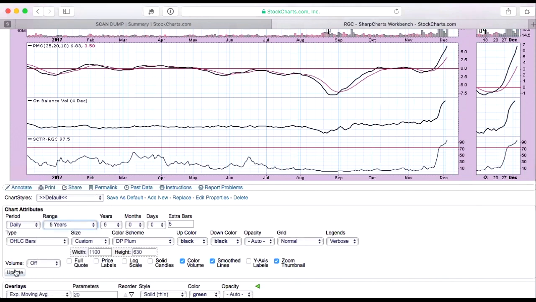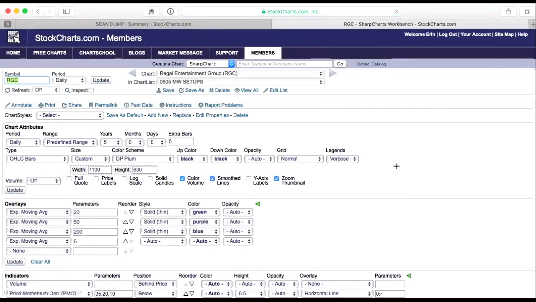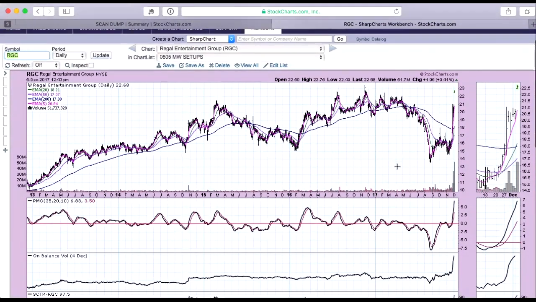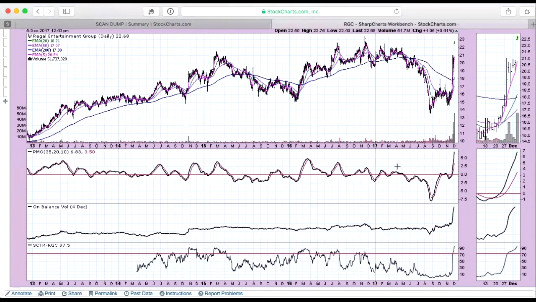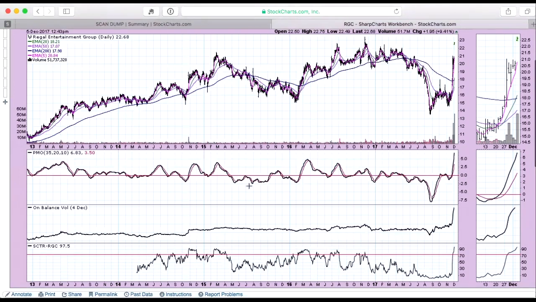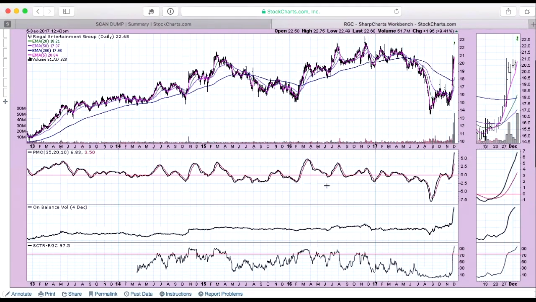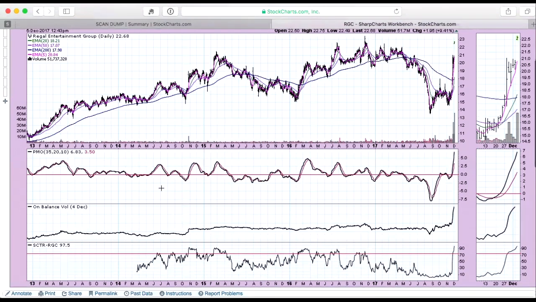And I always tell people to do this when we're looking at overbought and oversold conditions. Yeah, I'd say that's overbought. When you look at it, you look for what the normal range is. And if I were to do this, I would probably look at a normal range between about -3 and +3. I think that would give you a pretty good idea of a range. And that is the beauty of the PMO.